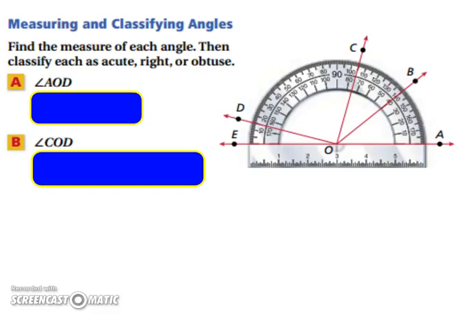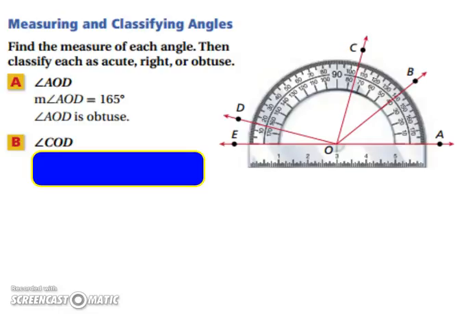Let's look at reading angle measures. Find the measure of each angle, then classify each as acute, right, or obtuse. Well, we've got angle AOD. Is AOD greater than 90 or less than 90? That would be the first question you want to ask. So if it's greater than 90, that means you're not going to take this 15. You're going to end up reading it and taking 165 because you know that the angle is bigger than 90. Well, if it's bigger than 90, it's obviously obtuse.